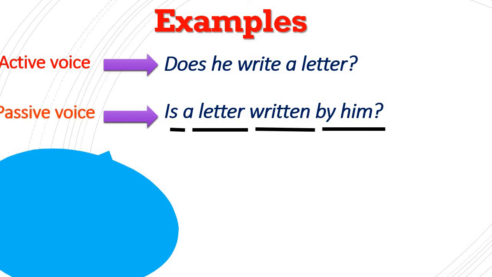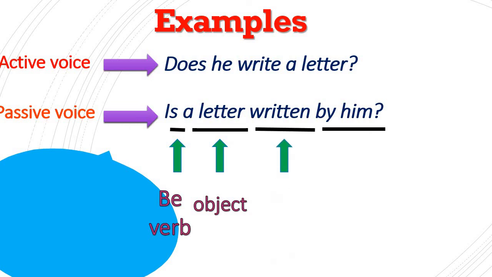Now you can see the starting word පටන් අරගෙන තියෙන්නේ be verb එකෙන් is. Then a letter. මේ question එකේ a letter කියන්නේ object එක. After that we have to put verb. The verb is written and the last, by him. By him කියන්නේ මේ question එකේ doer ක්‍රියාව කරන කෙනා. Is a letter written by him?